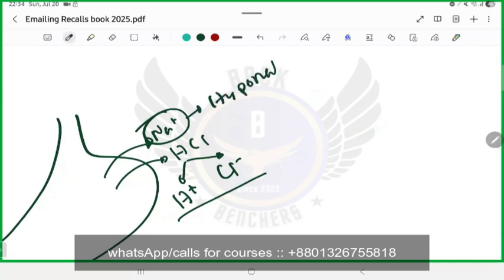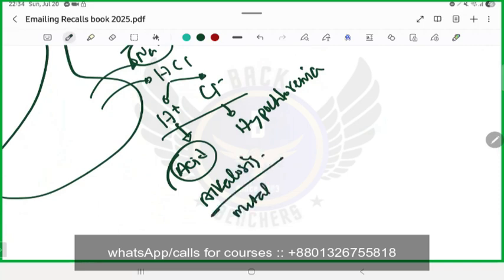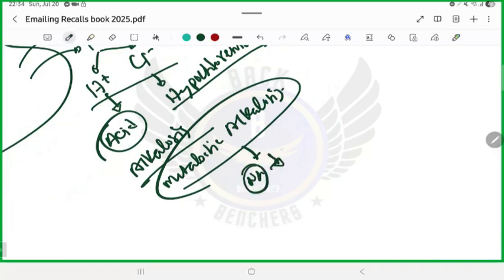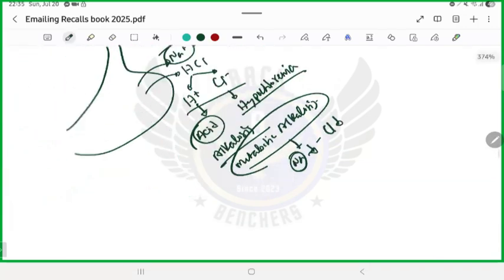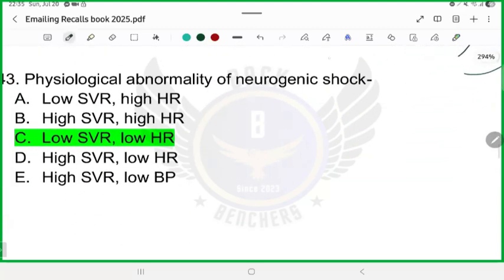Hyponatremia, hypochloremia, and of course we're losing acid, so we will have alkalosis. So this will be metabolic alkalosis, with hyponatremia and hypochloremia. Sodium low, chloride low. So hyponatremic, hypochloremic, metabolic alkalosis. Physiological abnormality, neurogenic shock. Simple and easy.